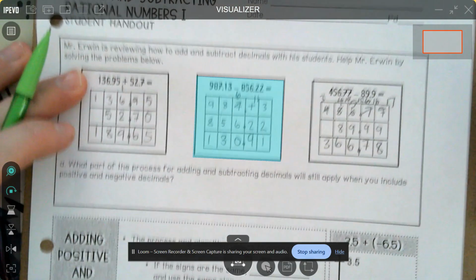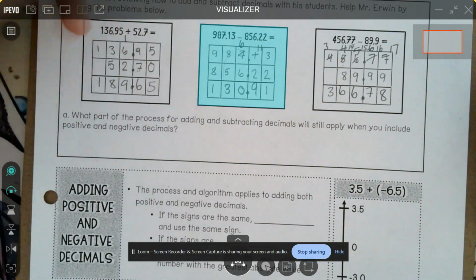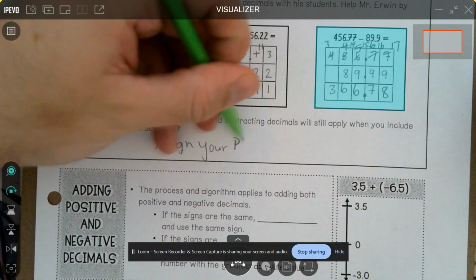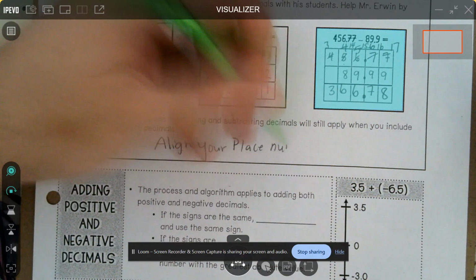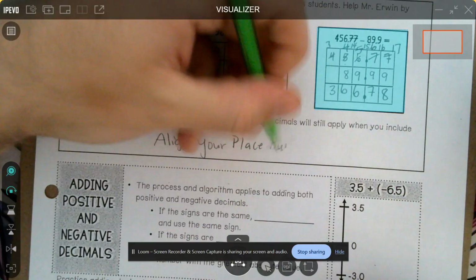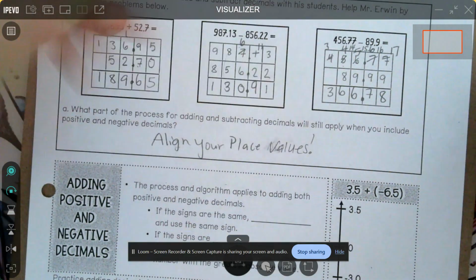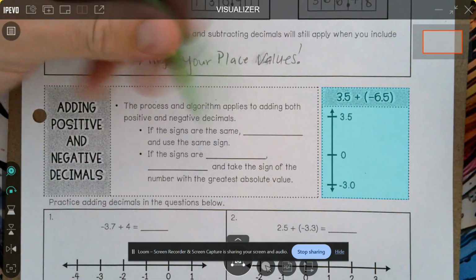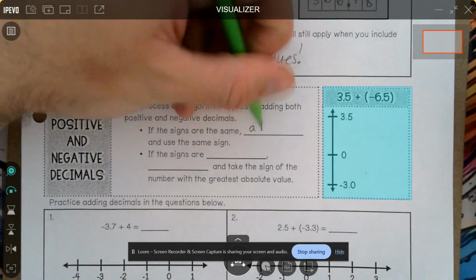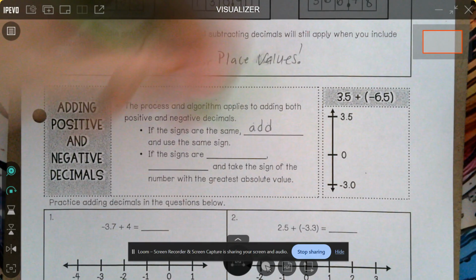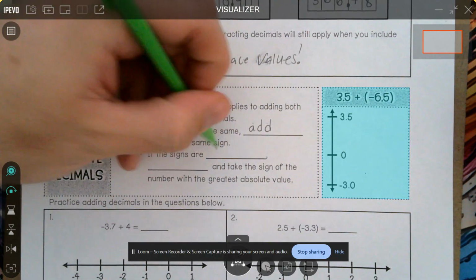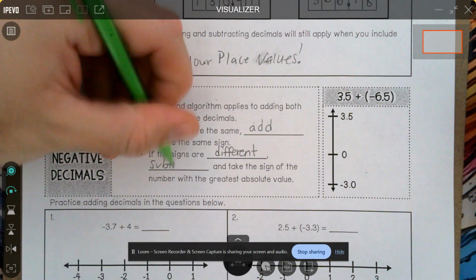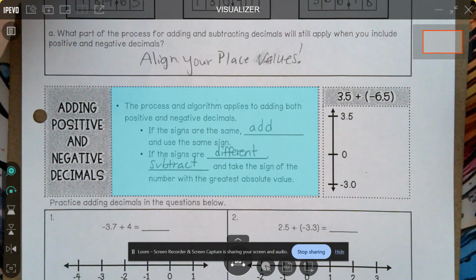All right, let's talk about what we're doing with adding positive and negative numbers. The same thing applies. You have to align your place values. That will apply to positive and negative numbers with decimals. Okay, so the rules apply. So down here, if you are adding or subtracting, if you have the same signs when you're adding, you add and use the same sign. Now, if the signs are different, just like with integers, you subtract and you take the sign of the number with the greatest absolute value.